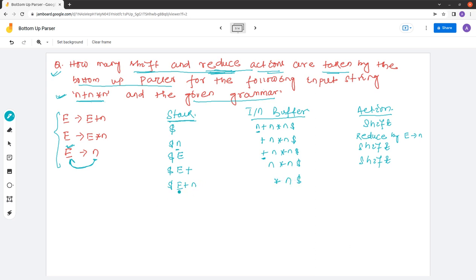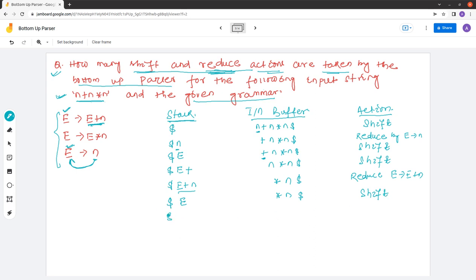Yes, now we can handle this E plus n, because there is a production E to E plus n. So we can handle E plus n by the corresponding non-terminal E. So reduce by E to E plus n. The stack is $E and the input is star n. Now we will shift, because there is no E alone on the right side of any production. So now we will shift.